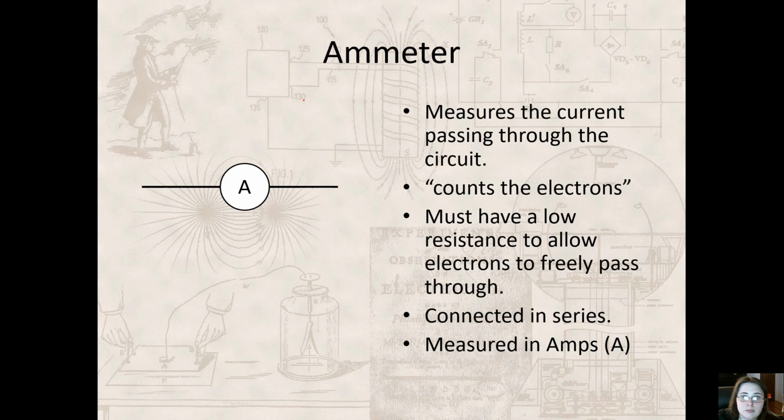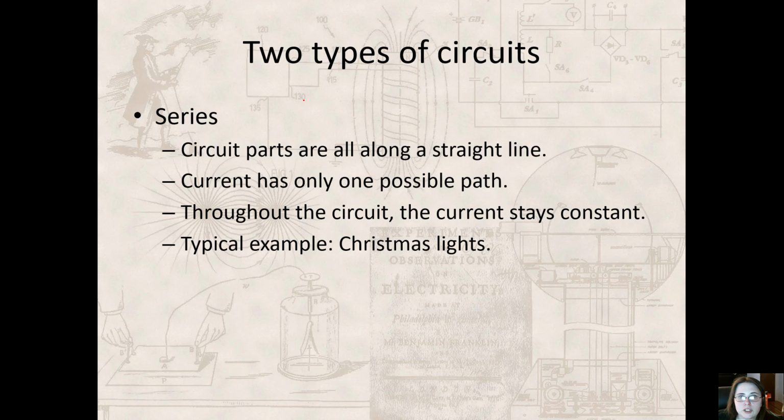So an ammeter actually measures the current through the circuit, so it has to be in the circuit, and we'll talk about this a little bit later. It has a low resistance to allow electrons to freely pass through, and it's connected in series. It's measured in amps. So there are two types of circuits.